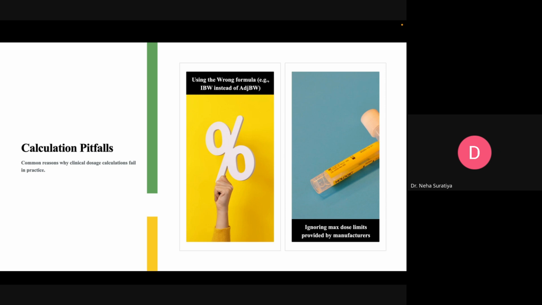You also need to understand some calculation pitfalls so that you can avoid them in your practice. These are some common real-world mistakes people make: using the wrong formulas, like ideal body weight instead of adjusted, or total body weight when the drug requires ideal weight. Ignoring maximum dose limits means that even if mg per kg suggests higher doses, you should not give them. Manufacturer limits are also a restriction that must be respected, right? Remember that math may say yes, but safety may say no. You need to consider the exact clinical scenario you have and adjust accordingly.